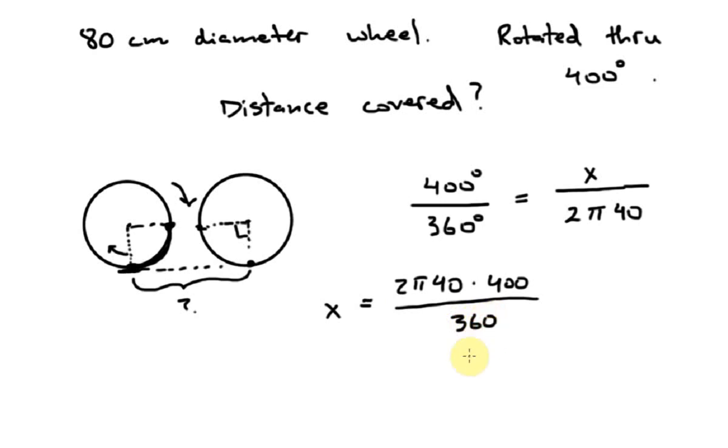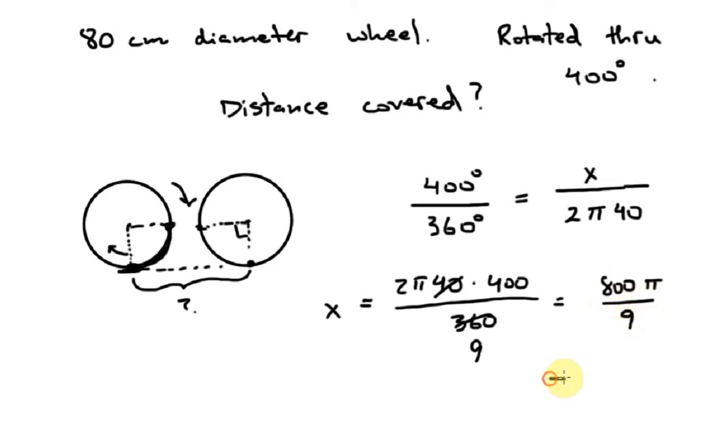Now, you can either leave your answer as an exact number, which just means to simplify this fraction. You can do a few simple things, like 40 goes into 360 nine times. If I look at what I've got here, I don't think it simplifies anymore. I could just say 800 pi over 9. But that doesn't look too good.